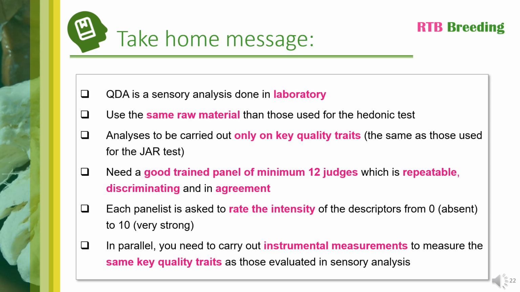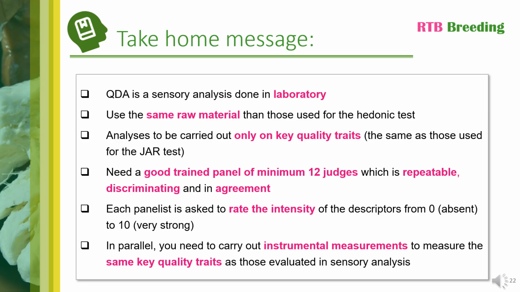QDA is a sensory analysis method performed in the laboratory. When carrying out this analysis, you will need to use the same raw material as for the hedonic tests. So you will need to perform both analyses in parallel. You will also need to use the same sensory descriptors corresponding to the same quality criteria as those used for the hedonic tests.